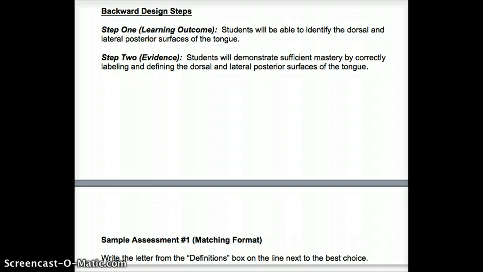I will have my students provide this evidence by correctly labeling as well as defining the dorsal and lateral posterior surfaces of the tongue. My rationale for this evidence is quite simple. By having the students define and label the dorsal and lateral posterior surfaces of the tongue, then they should be able to successfully identify these surfaces.